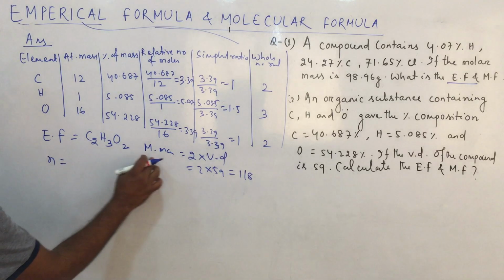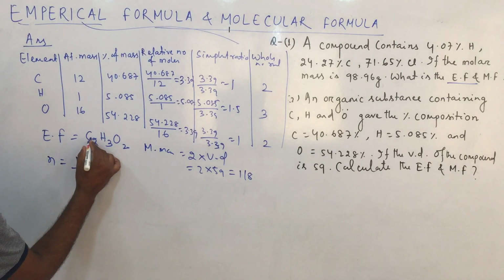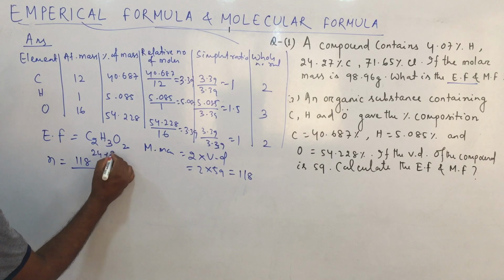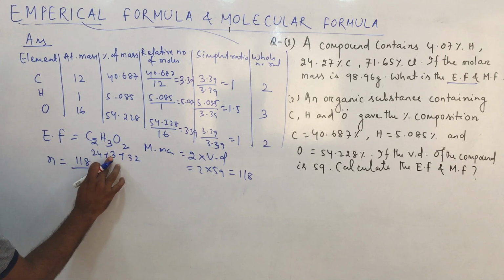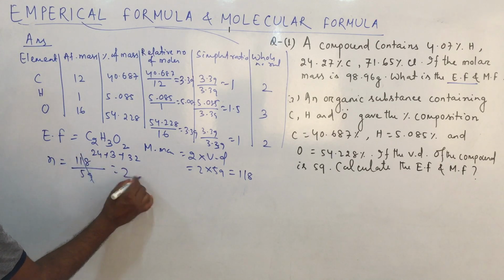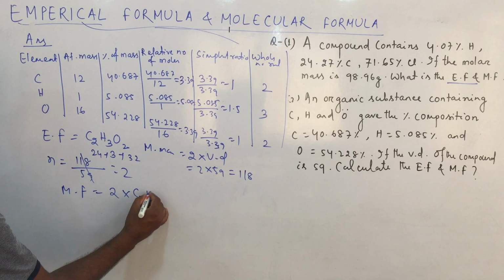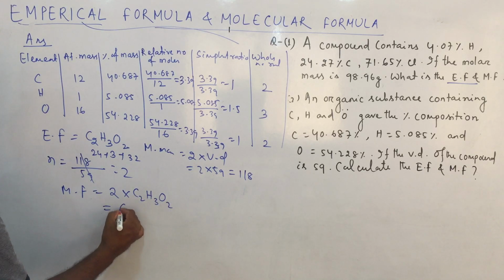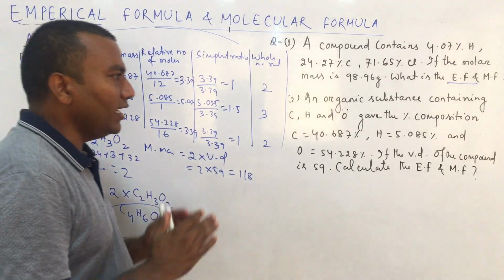N equals molecular mass 118 divided by the empirical formula mass. Its mass is 12 into 2, 24, hydrogen 3, 27, oxygen 16 into 2, 32. So 32 plus 3 is 35, 35 plus 24 is 59. So it is also coming 2. So the molecular formula equals 2 into the empirical formula C2H3O2, so it is C4H6O4. Clear? So like this, in this method we can calculate the empirical formula and molecular formula.